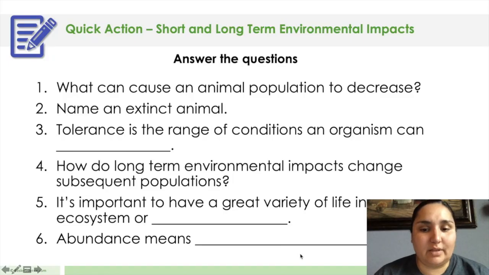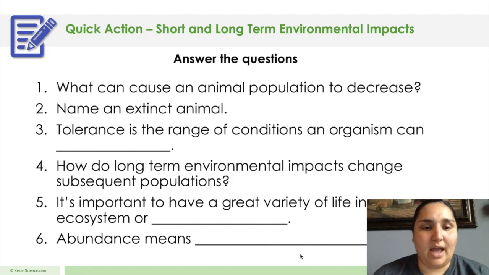Number 2, I'm not going to help you, and I think I did mention some, but I want you to name an extinct animal. Do a little bit of research on this. Once again, I mentioned some of them, but do a little bit of research. Name an extinct animal. Number 3, tolerance. Tolerance is a range of conditions an organism can blank. I did mention it in the previous slide.